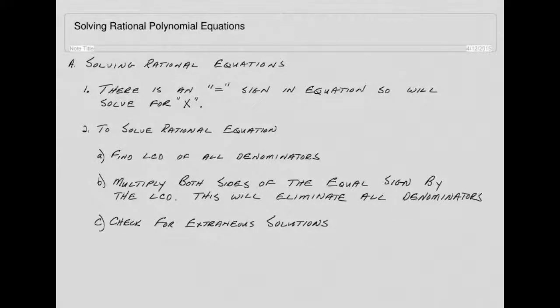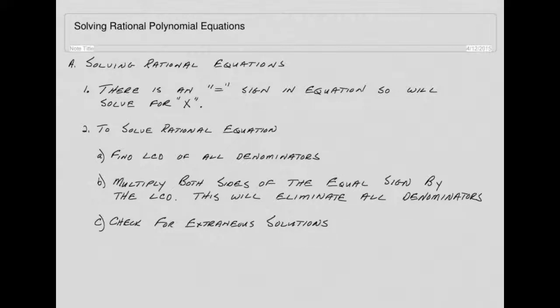Okay, in this lecture we're going to learn how to solve rational polynomial equations. Now we've done something similar when we simplified polynomial expressions, but now we have an equation. We're going to have an equal sign, and we're going to actually solve for x. We're going to find the value of x that makes it true. We cannot do that if we don't have an equal sign.